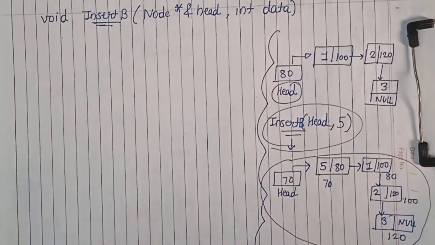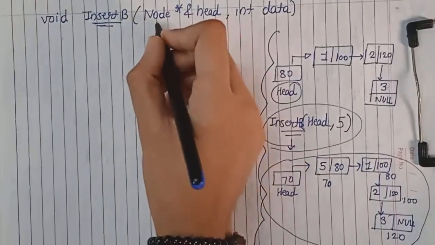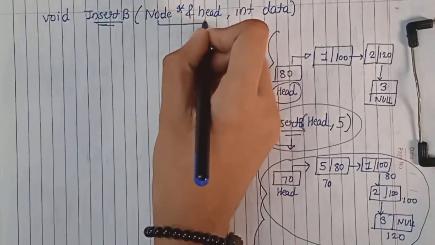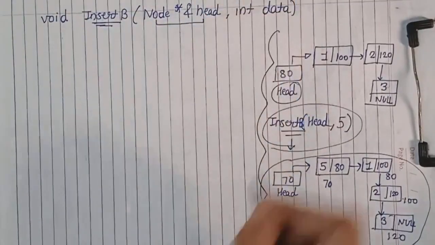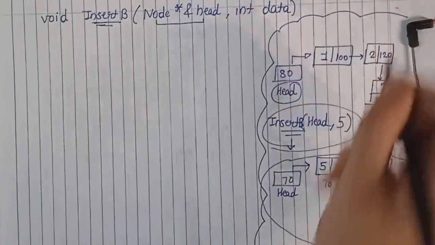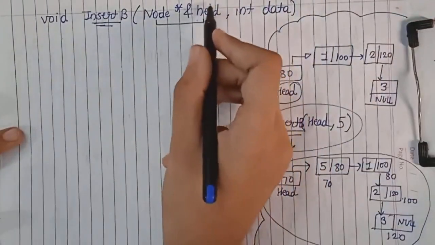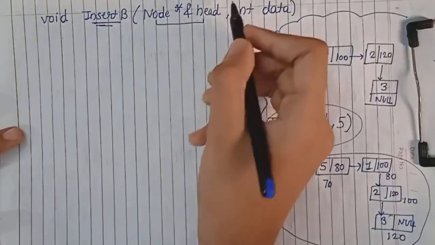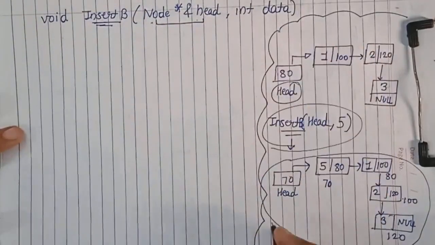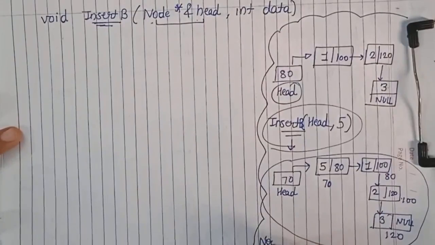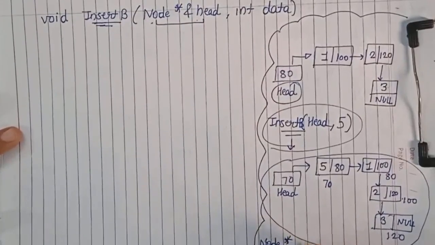The second thing that you need to focus on here is that I am passing the head here by reference. We all know that head is a pointer variable which is storing the address of the node. So it is like node star head.